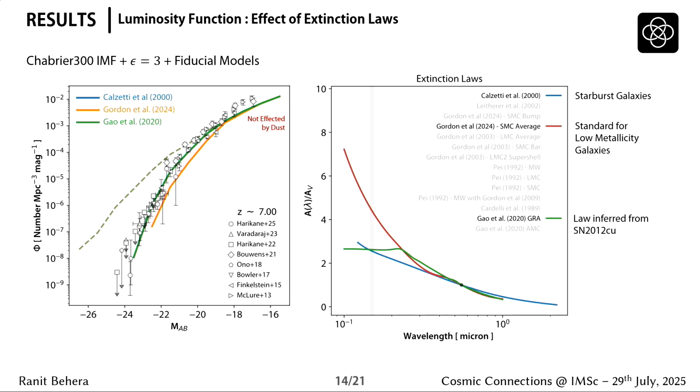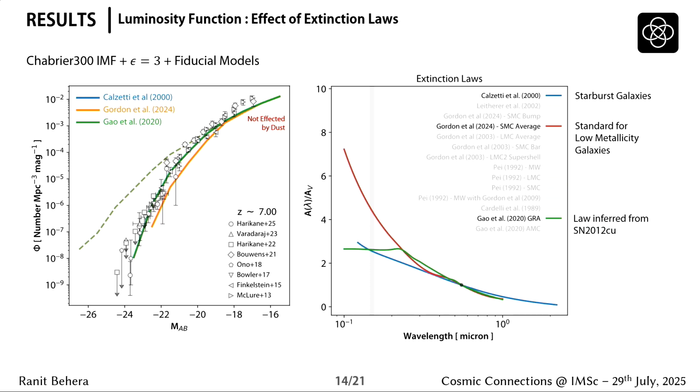I'll show what happens when you change this. Here what we have done is, there are different attenuation laws people use. Three of the most cited ones at high redshift are Calzetti for starburst galaxies, Gordon, which is standard for low metallicity galaxies, and one which people infer from supernovae, because they say that at high redshift the dust doesn't have the AGB star dust formation channel, as the stars don't have enough time to leave the main sequence. So this is mostly informed from supernovae, and the law basically takes you from AV to AUV, and different attenuation laws will give you different suppression and also change the slope.